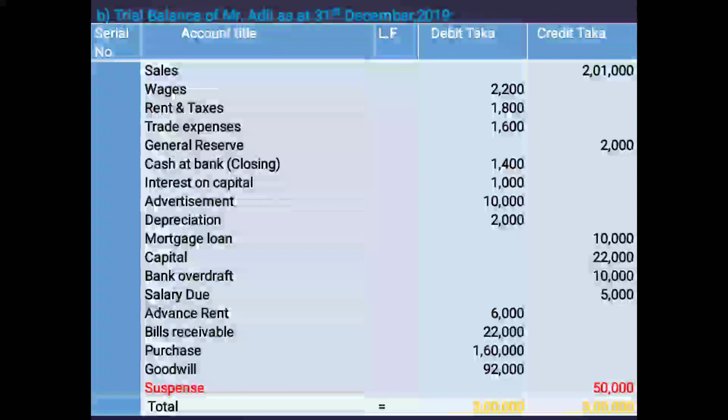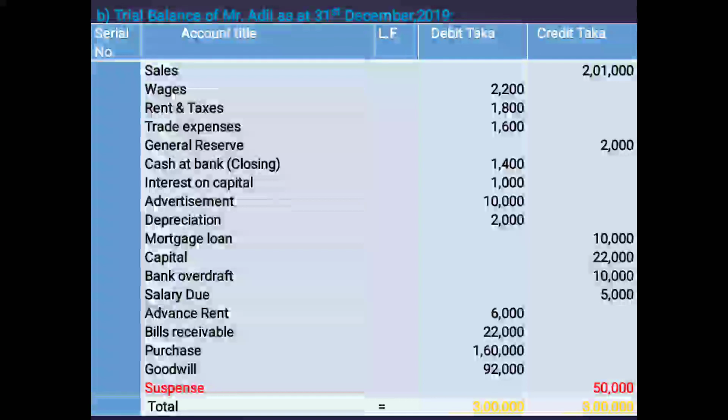From the stem, we can write it in the trial balance. Sales. Sales is one kind of revenue, that is income. This is the main source of income of any business. Sales always shows a credit balance, so it is credited in this trial balance for taka 2,01,000.